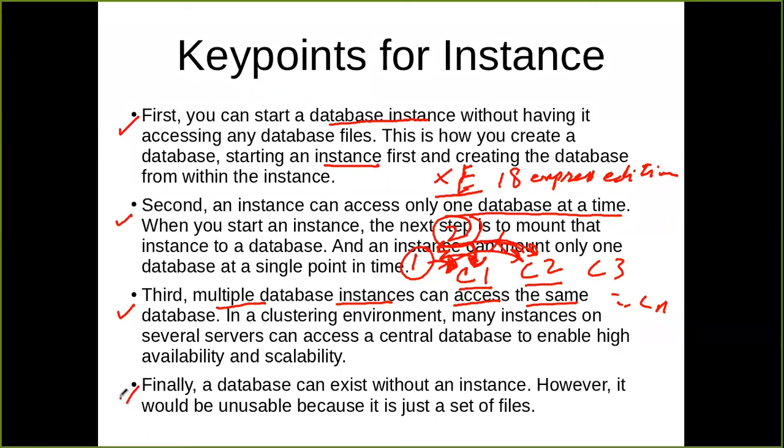Finally, the last key point is that a database can exist without an instance. We can create the database without an instance, but it would be unusable because it is just a set of files. So without an instance, you cannot access the database. A database can exist independently, and an instance can exist independently, but to access the database we must have at least one instance connected with the database. Otherwise, the database would be unusable because it is just a set of files.